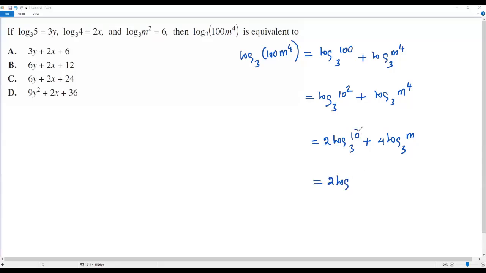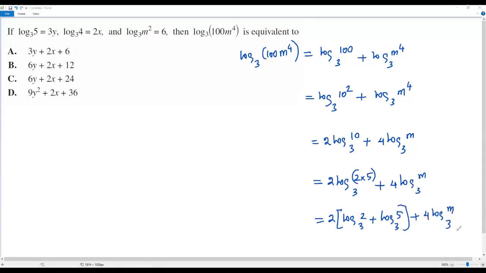Now, this 10 can be written as 2 times 5, so log of 2 times 5 to the base 3 plus 4 times log m to the base 3. Here in the argument, two values are in multiplication. We can take the logarithm of each value and add them. That is the product rule of logarithms. Then I'll get 2 times log 2 to the base 3 plus log 5 to the base 3, plus 4 times log m to the base 3. Now we have to get the equivalent values for log 2 to the base 3, log 5 to the base 3, and log m to the base 3.